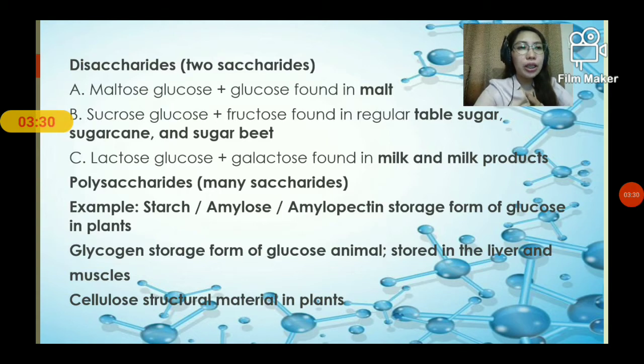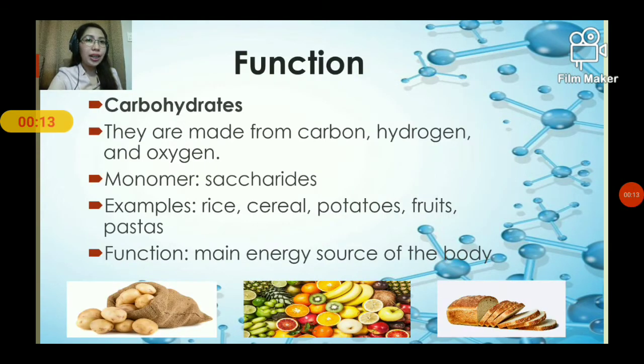Another classification of carbohydrates is the polysaccharides, meaning many saccharides. Examples are starch, the amylose and amylopectin, the storage form of glucose in plants. Glycogen is the storage form of glucose in animals, stored in the liver and muscles. Cellulose is a structural material in plants. These are found in rice, cereals, potatoes, fruits, and pastas. The function is the main energy source of our body.